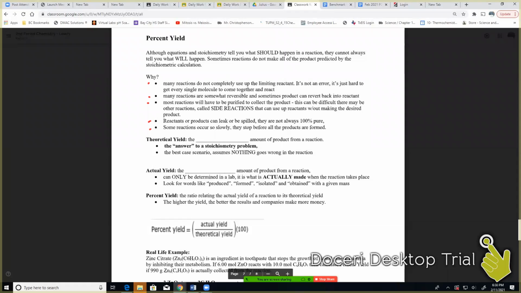To do your percent yield, you need two numbers. You need the theoretical yield, which is the expected amount of the product from a reaction. So this is the answer to the stoichiometry problem. This is your calculated answer. This is how much of the product you would get if everything was perfect and none of those little reasons we talked about previously happened.